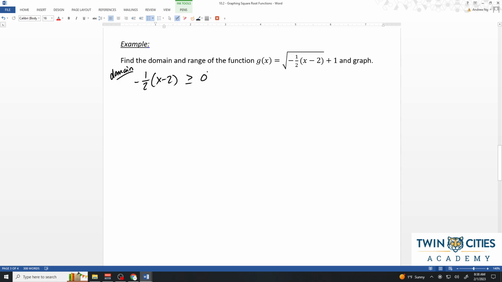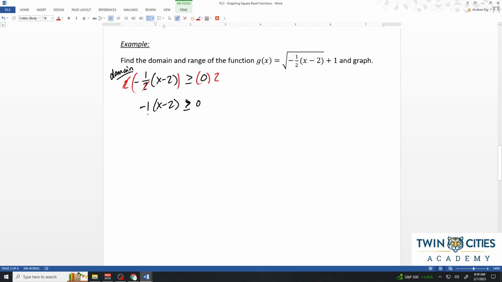And then we're going to solve for x. So what's happening to x? I've got negative 1/2 times this whole thing, and then I've got minus 2 here on the inside. So to get rid of negative 1/2, I can multiply by 2. If I multiply this by 2, that'll get rid of my denominator here. I'll have negative 1 times x minus 2 is greater than or equal to 0 times 2 is, well, that's still 0.